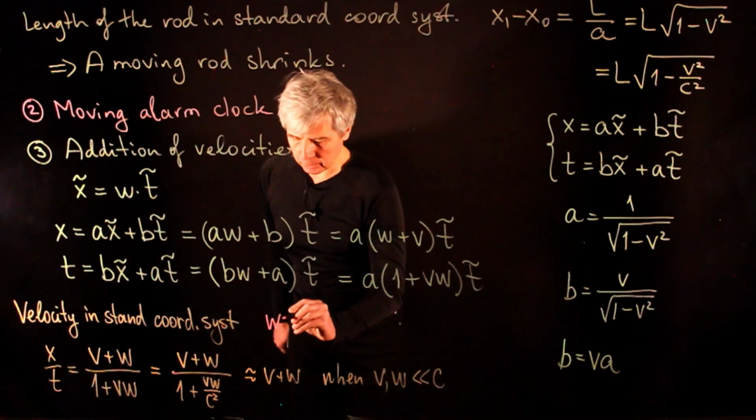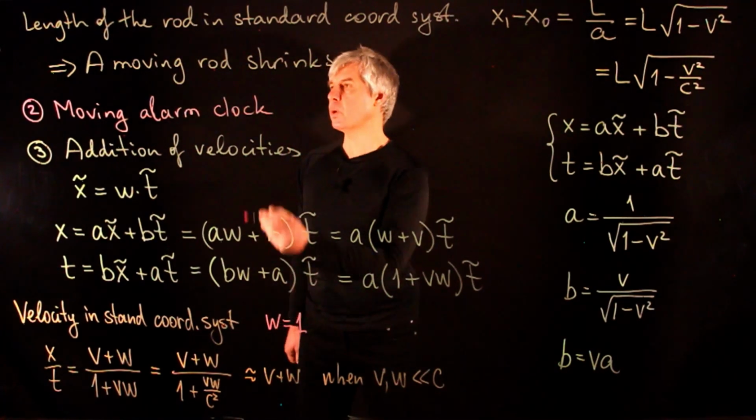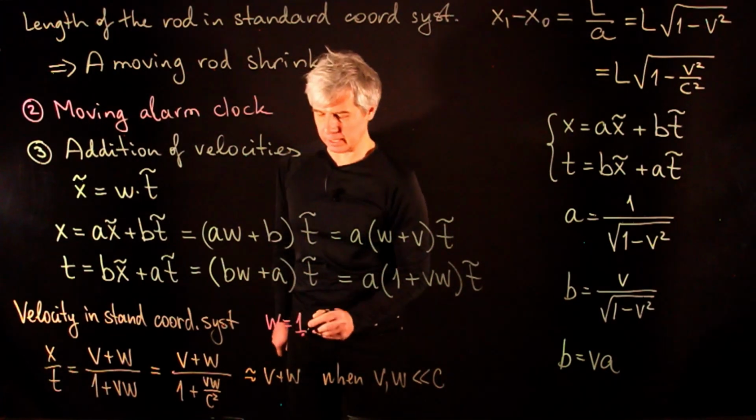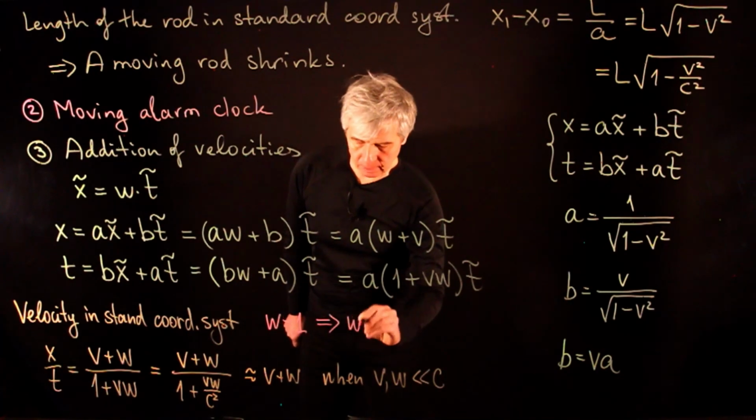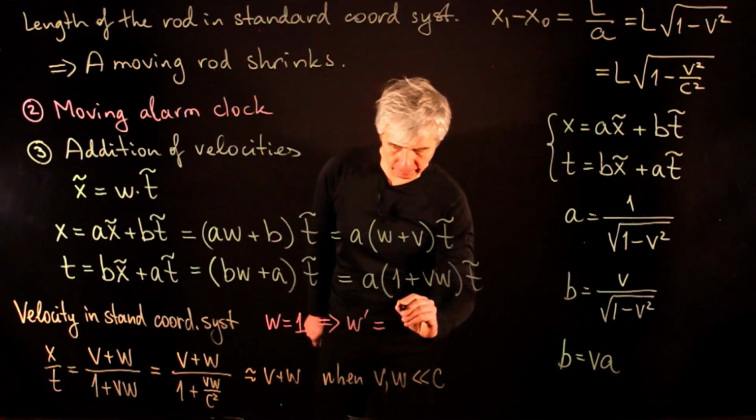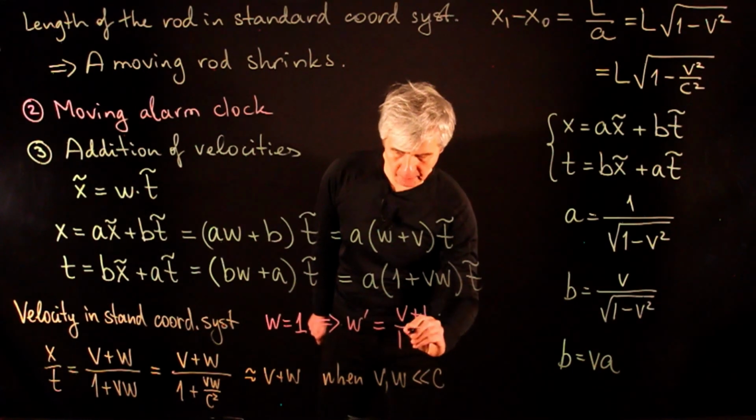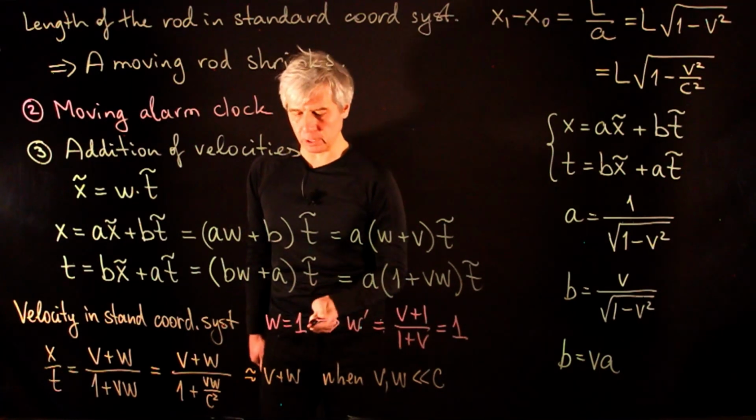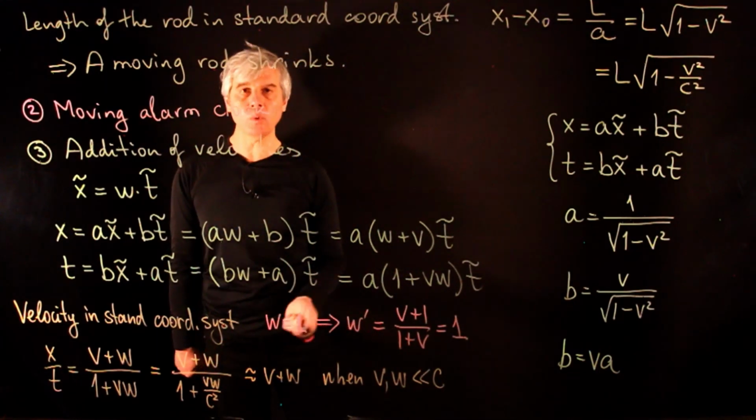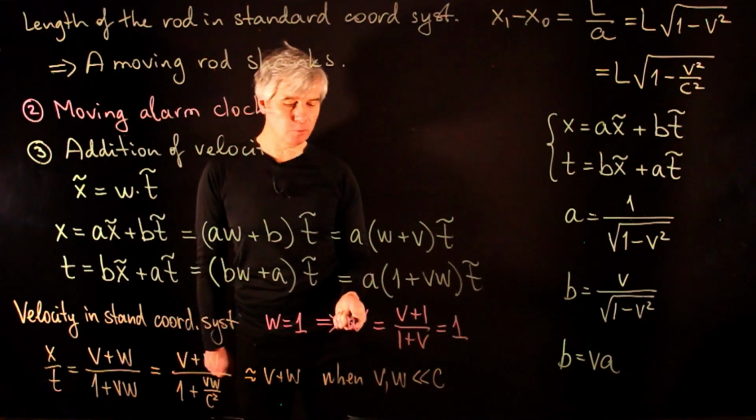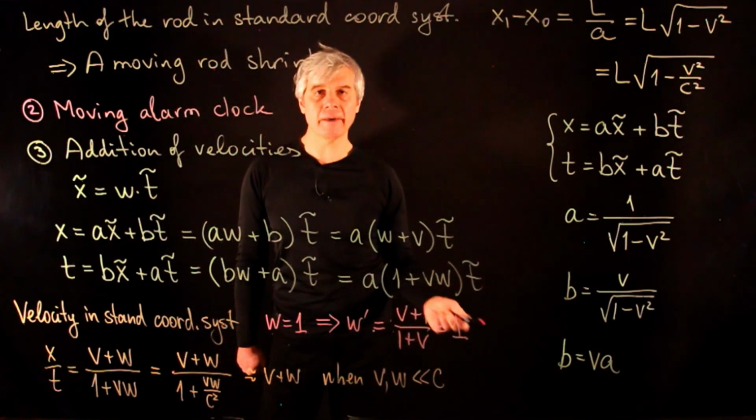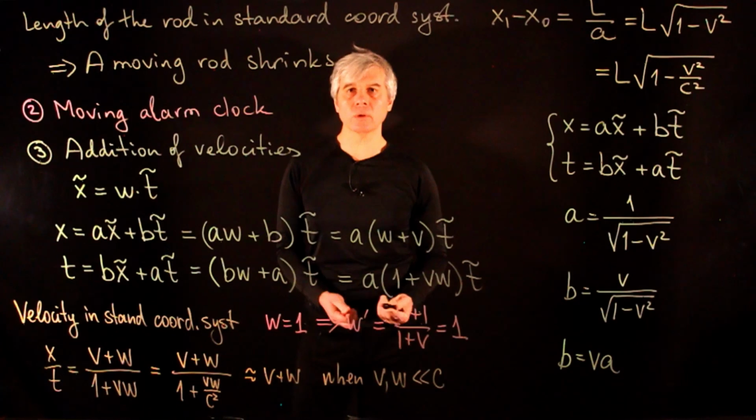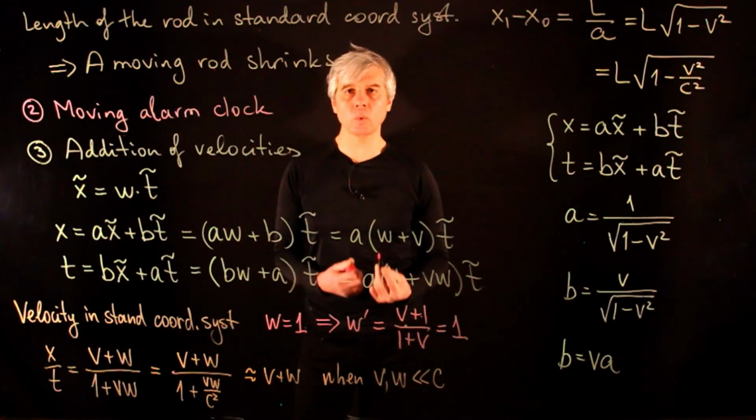However, if w is equal to 1, so this means that we look at the original object that moves at the speed of light in the tilde coordinate system, then this w prime, which is going to be (v plus 1) over (1 plus v), is also going to be 1. So this means that if an object is moving with the speed of light in one coordinate system, then it will be moving also with the speed of light in any other coordinate system. And this shows that the speed of light is a universal constant in all inertial coordinate systems.